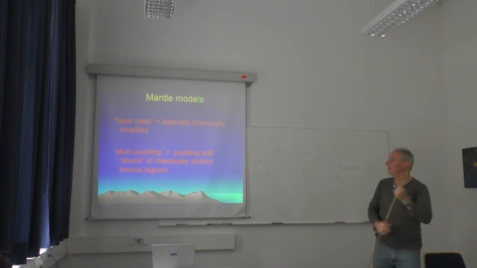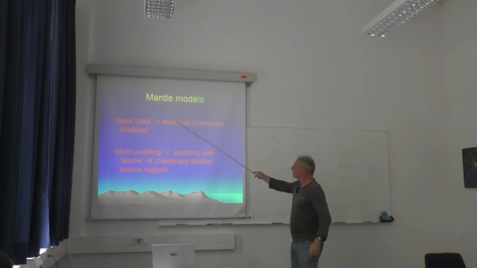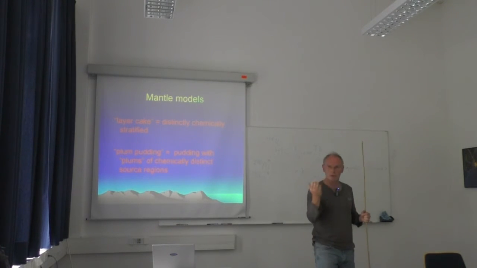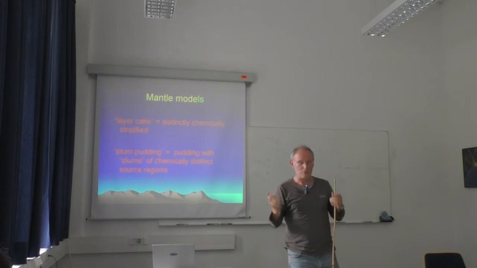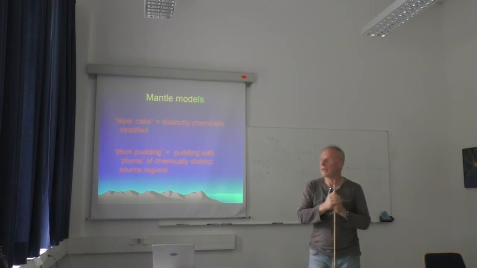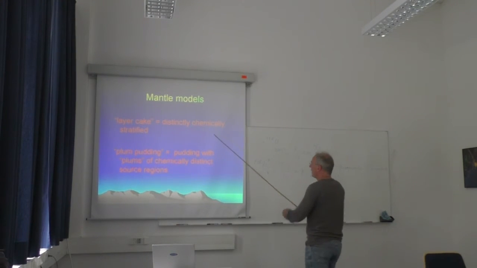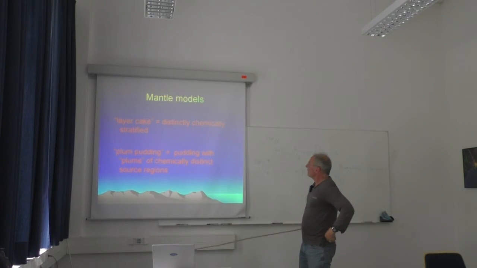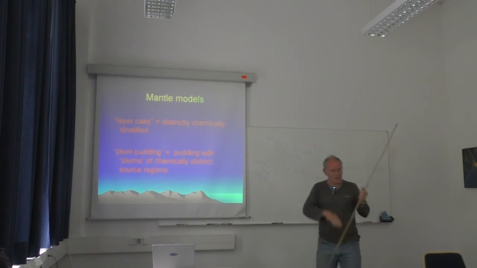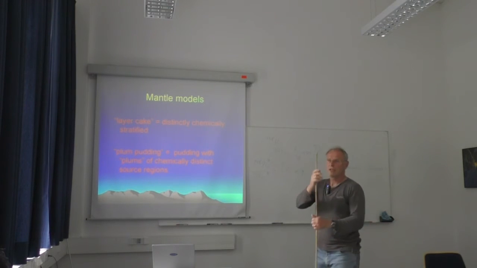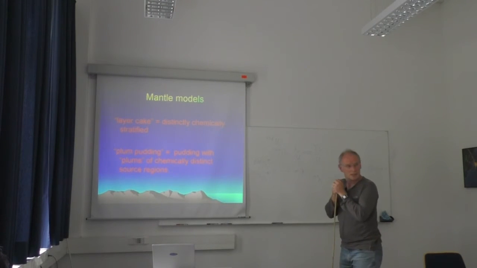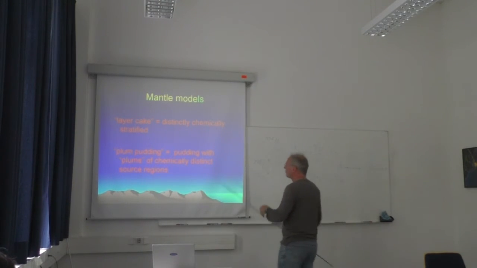So to make it not so complicated, I divided these models in two broad parts. It's actually the layered or layer cake model, which means that the mantle should be somehow geochemically stratified, have layers with different geochemical composition. And the so-called plum pudding model.